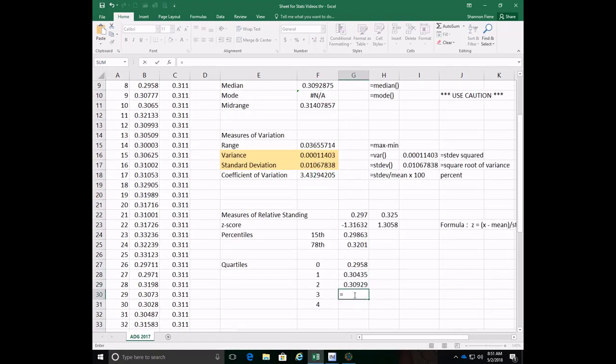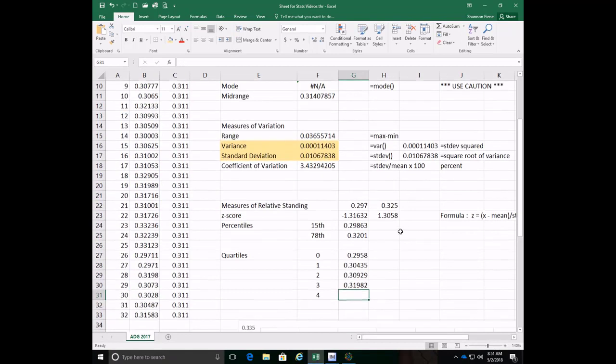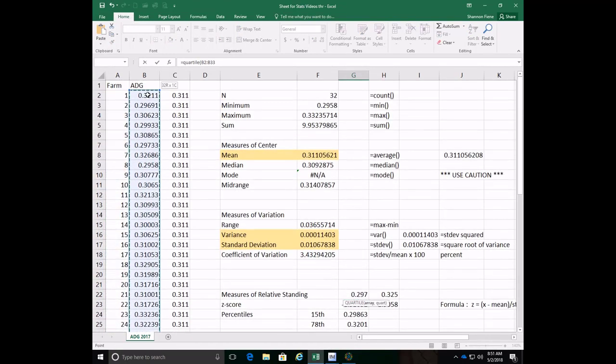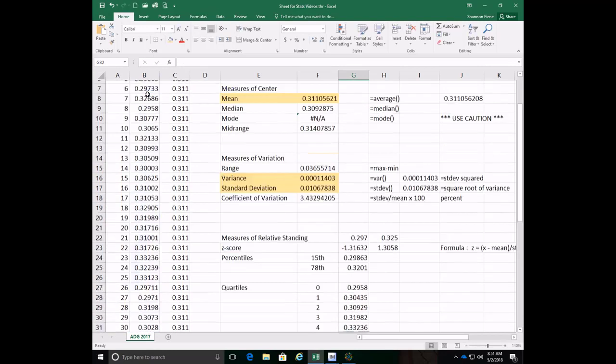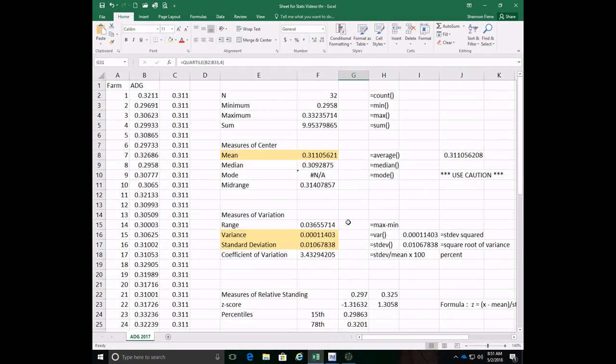Quartile 3 is our 75th percentile. So it's going to be really close to our 78th percentile number, 0.31. And then finally, our last one is going to be our maximum value. Highlight our data, comma 4. And this should be our maximum value, 0.3324.